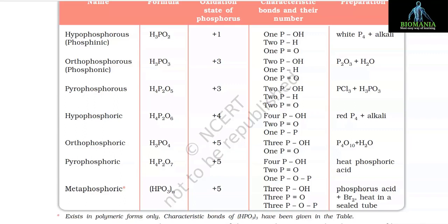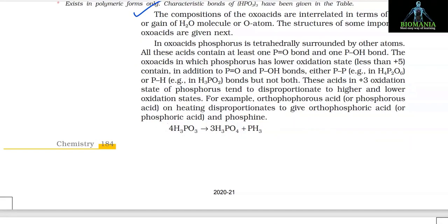Hypophosphorous, that is phosphinic, and its formula is H3PO2. Next one is orthophosphorous and its formula is H3PO3. Next one is pyrophosphorous and its formula is H4P2O5. Next one is hypophosphoric and its formula is H4P2O6. After that, orthophosphoric and its formula is H3PO4. Then pyrophosphoric, its formula is H4P2O7. And then metaphosphoric and its formula is HPO3. The compositions of oxoacids are interrelated in terms of loss or gain of H2O molecule or oxygen atom.